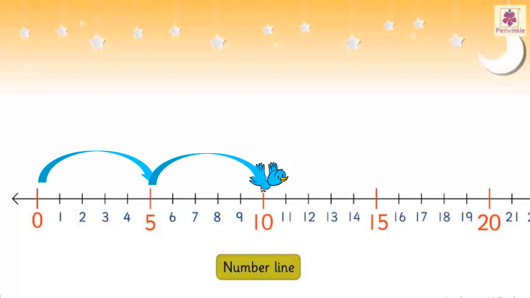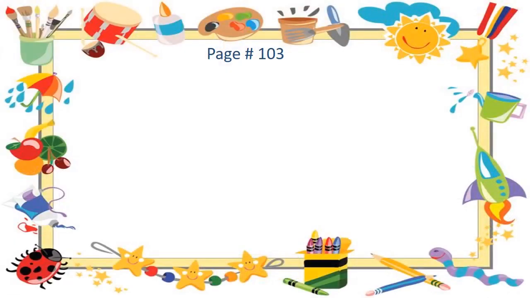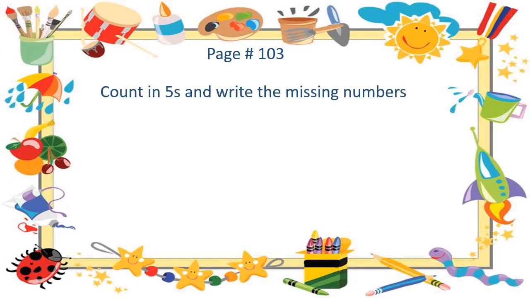After skipping 4 numbers, it jumps to the 5th number, which is 15. Now it jumps from 15. It skips again 4 numbers and jumps to the 5th number, that is the number 20. Now on page 103, we have a question. Count in 5s and write the missing number.